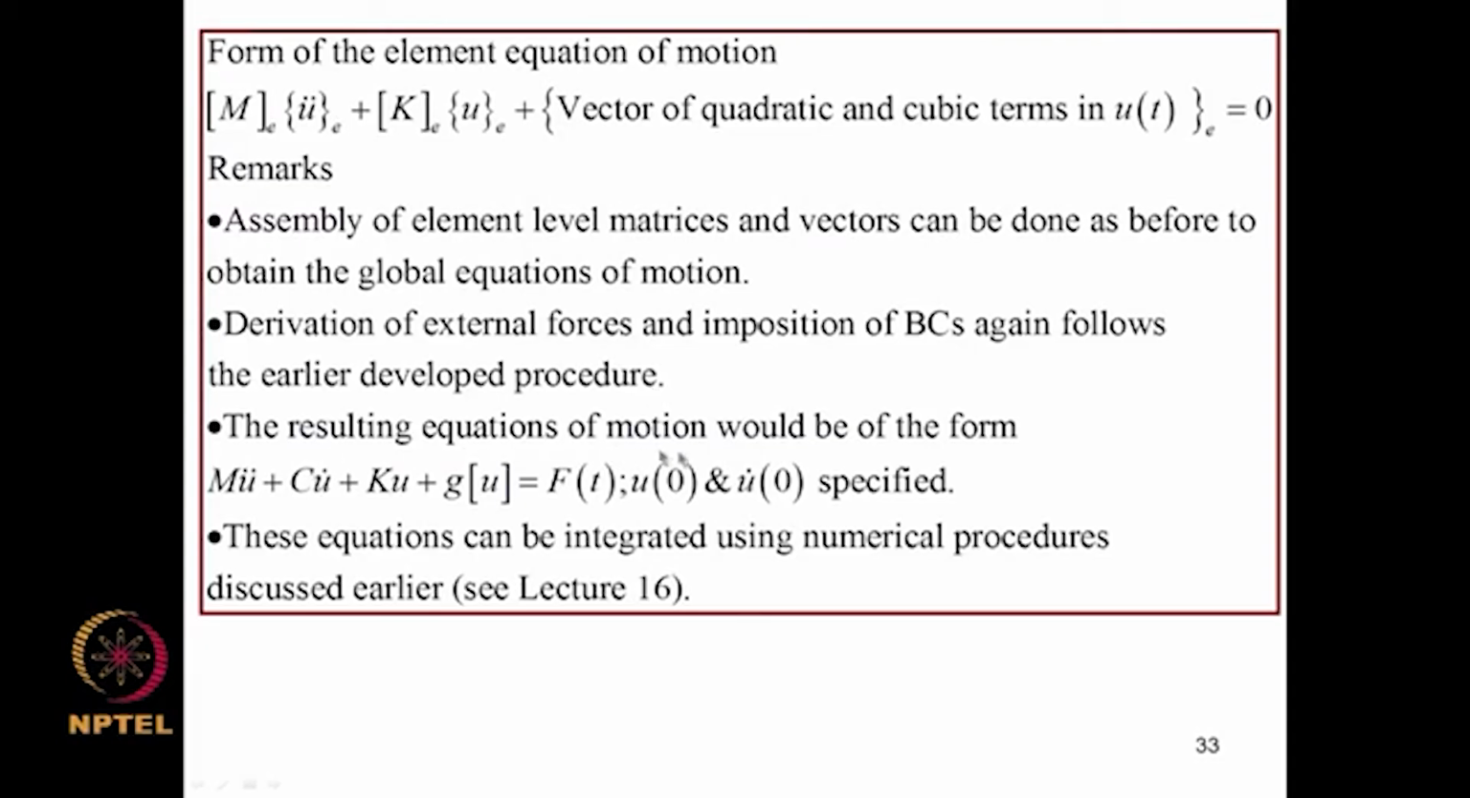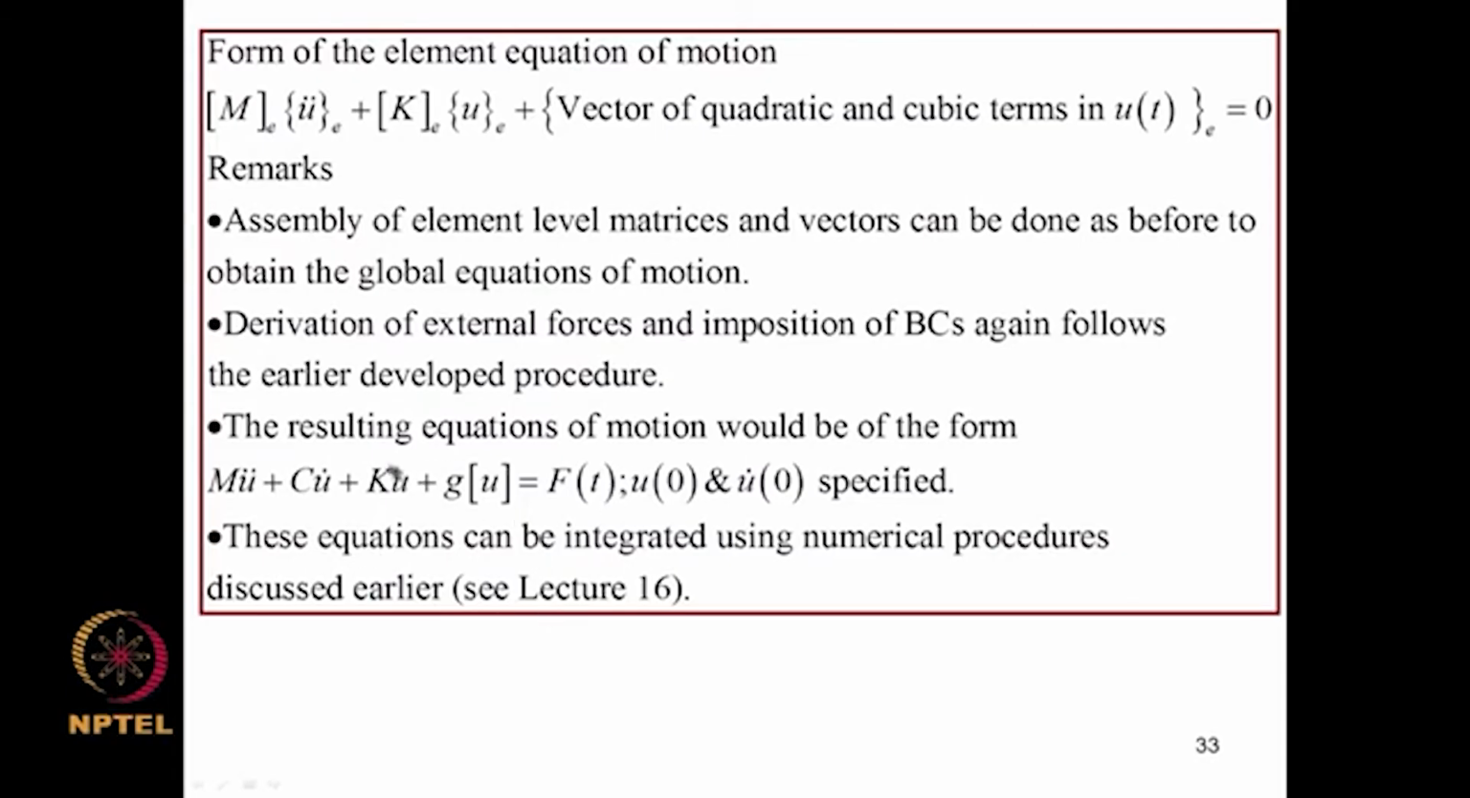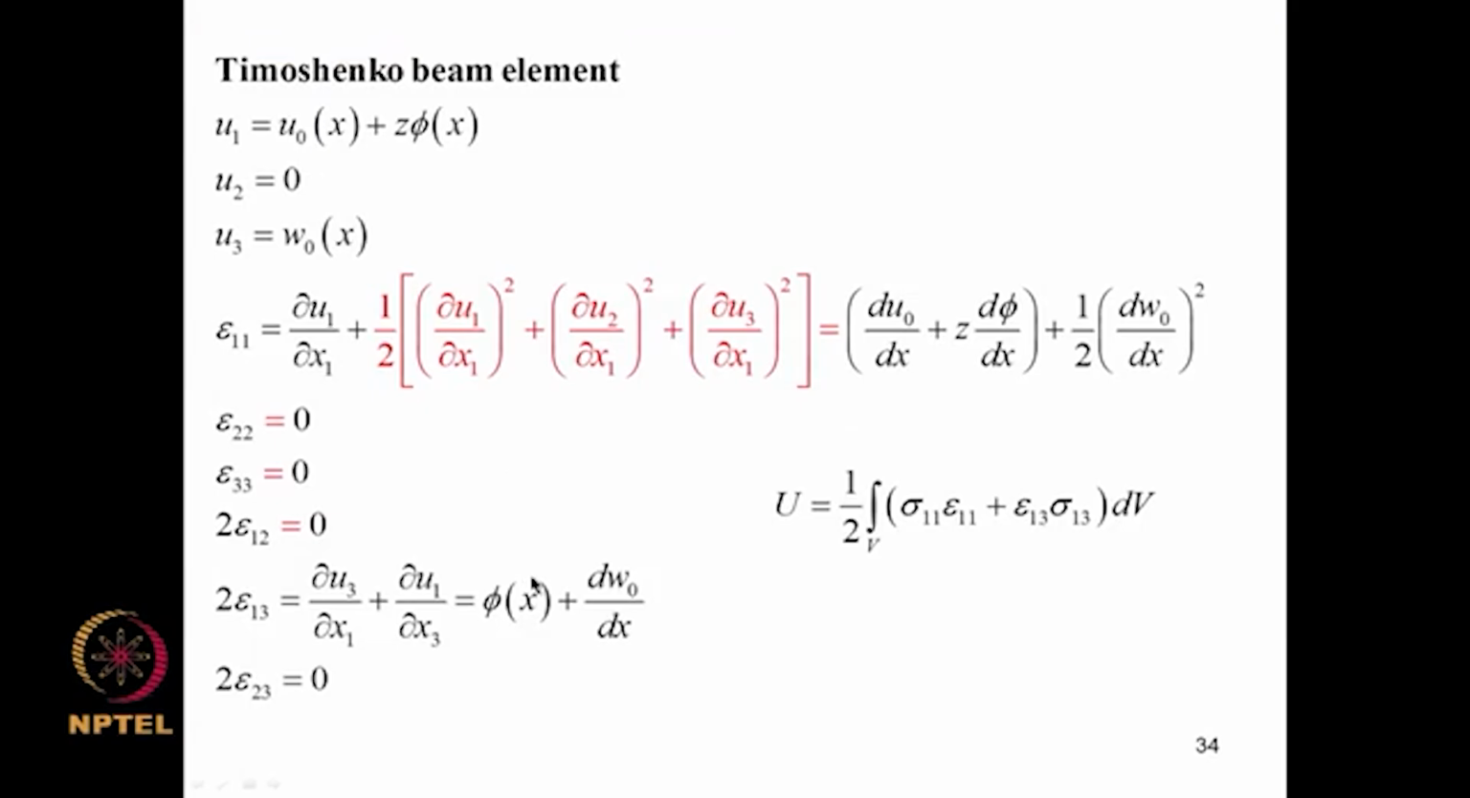The resulting equation of motion for the structure after imposing boundary conditions and after computing the external forces will be of this form in this case. So, this G of u is the nonlinear term that is arising in this model, and as we have seen, it will have cubic and quadratic terms in u. Now, we have already discussed how to solve this equation. For example, in earlier lecture number 16, we developed operator splitting methods and other methods to tackle these equations. So, that can be used. I am not going to discuss the solution procedures at this juncture again.